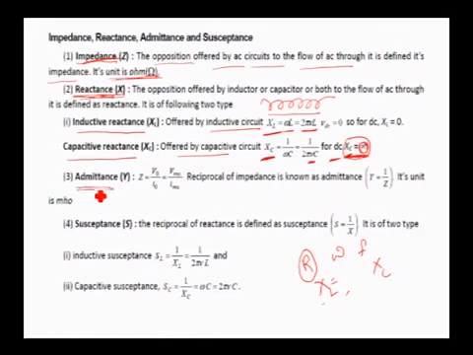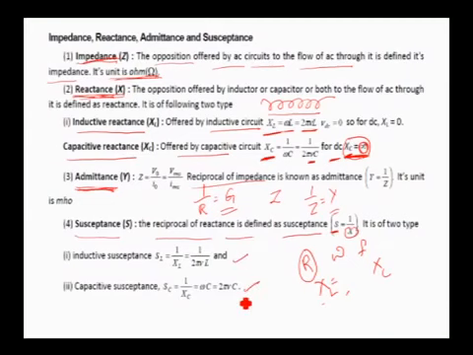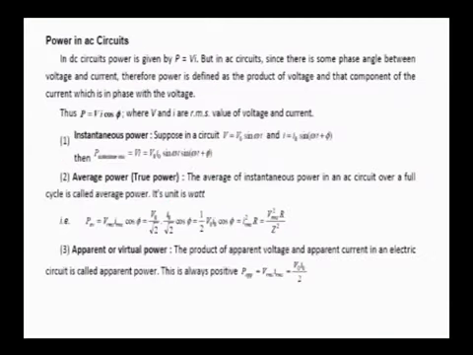In addition to that, we have admittance. This admittance is quite similar to conductance in the case of DC, because if you take the reciprocal of resistance, you get conductance, which is indicated by G. Similarly, if we have impedance in AC, then the reciprocal of impedance is admittance. Susceptance: the reciprocal of the reactance is susceptance. Just like X is the reactance, its reciprocal is susceptance. Now we have inductive susceptance and capacitive susceptance. Now power.